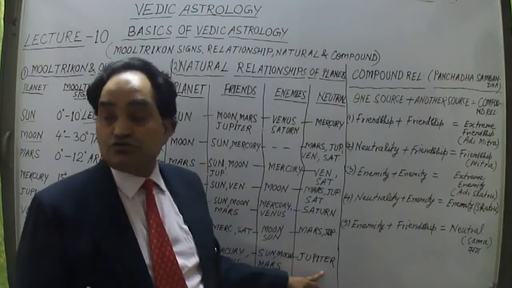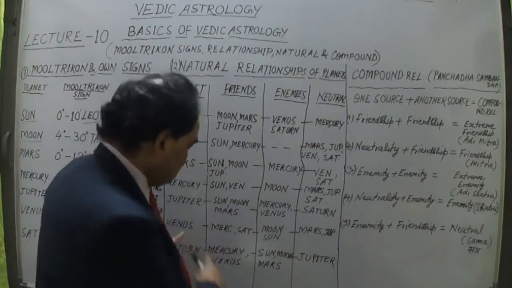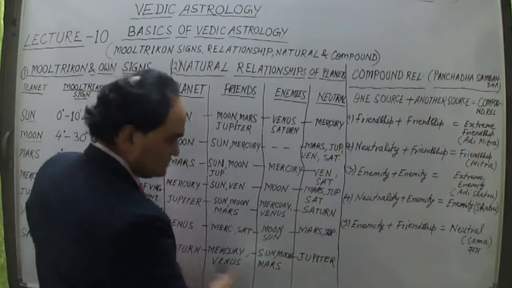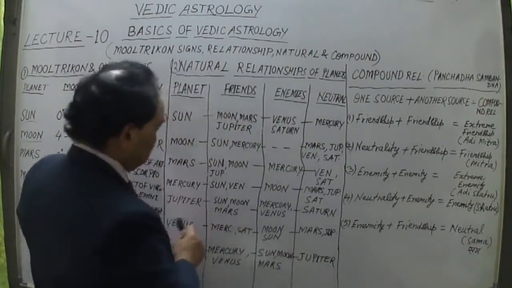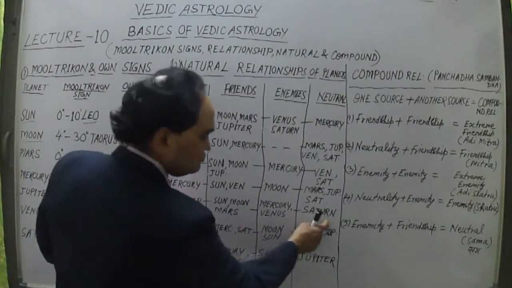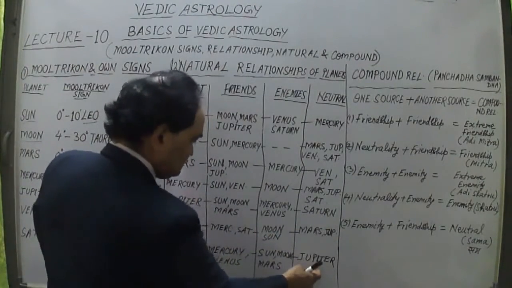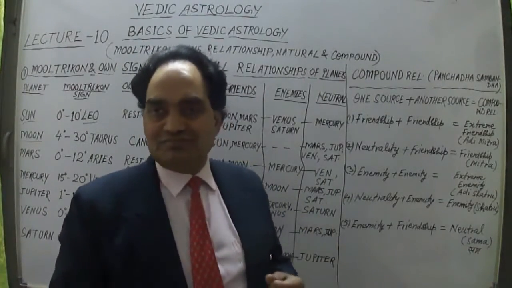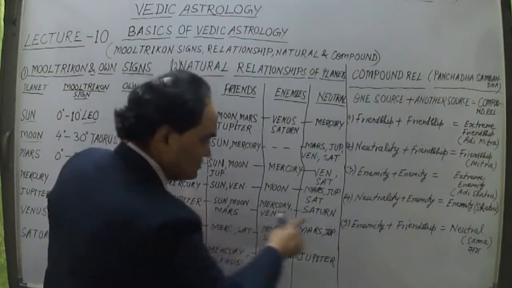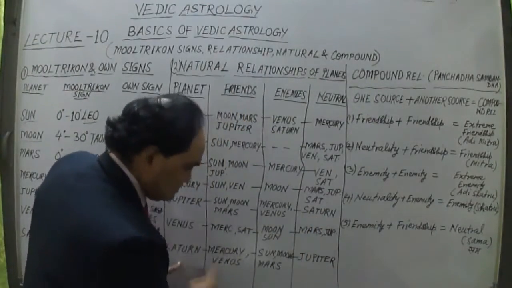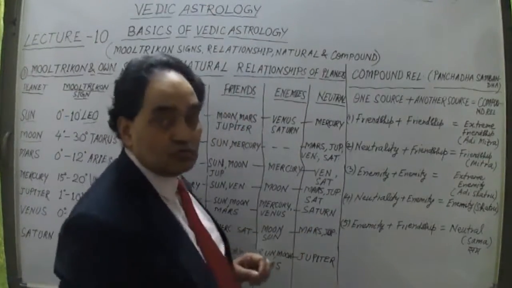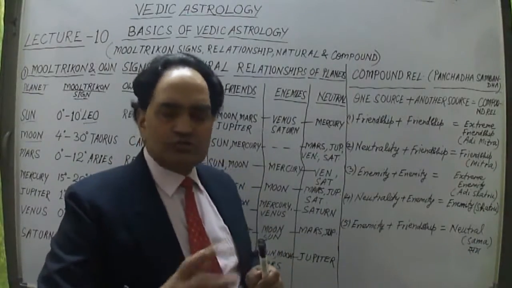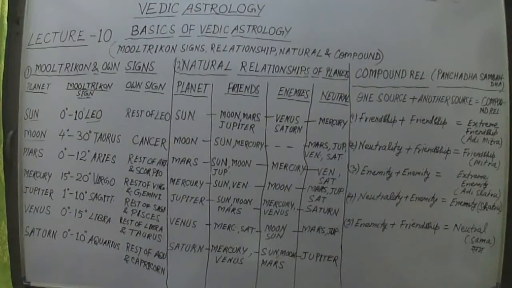Jupiter is neutral, as I told you. For Venus, Jupiter is neutral and Mars is neutral. But for Saturn, Jupiter is neutral, and for Jupiter also, Saturn is neutral. So Jupiter and Saturn both have a special relationship. What is that relationship? They are neutral to each other. Very important point to note down. So whenever they are placed together, they are aspecting each other, and they are not so much negative.